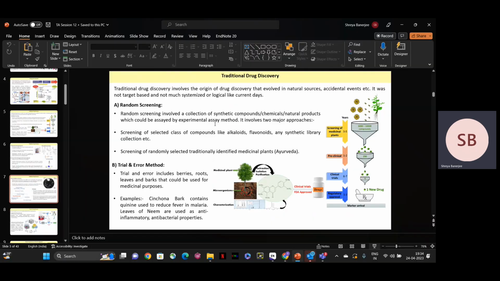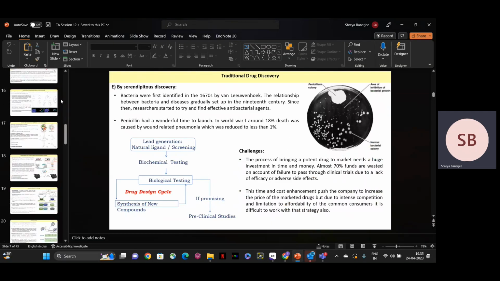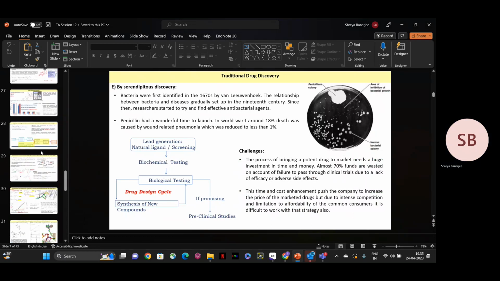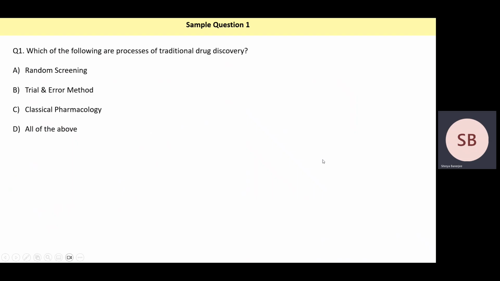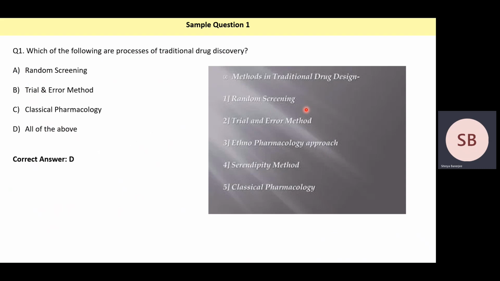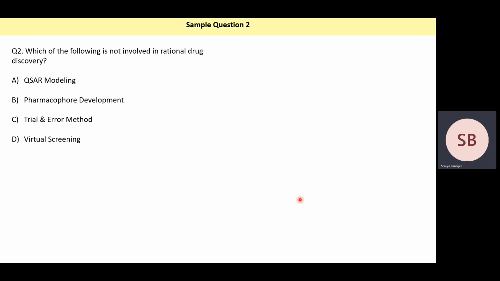So the five kinds of traditional drug discovery are random screening, trial and error method, ethnopharmacology approach, serendipity method, and classical pharmacology. The second question is: which of the following is not involved in rational drug discovery?